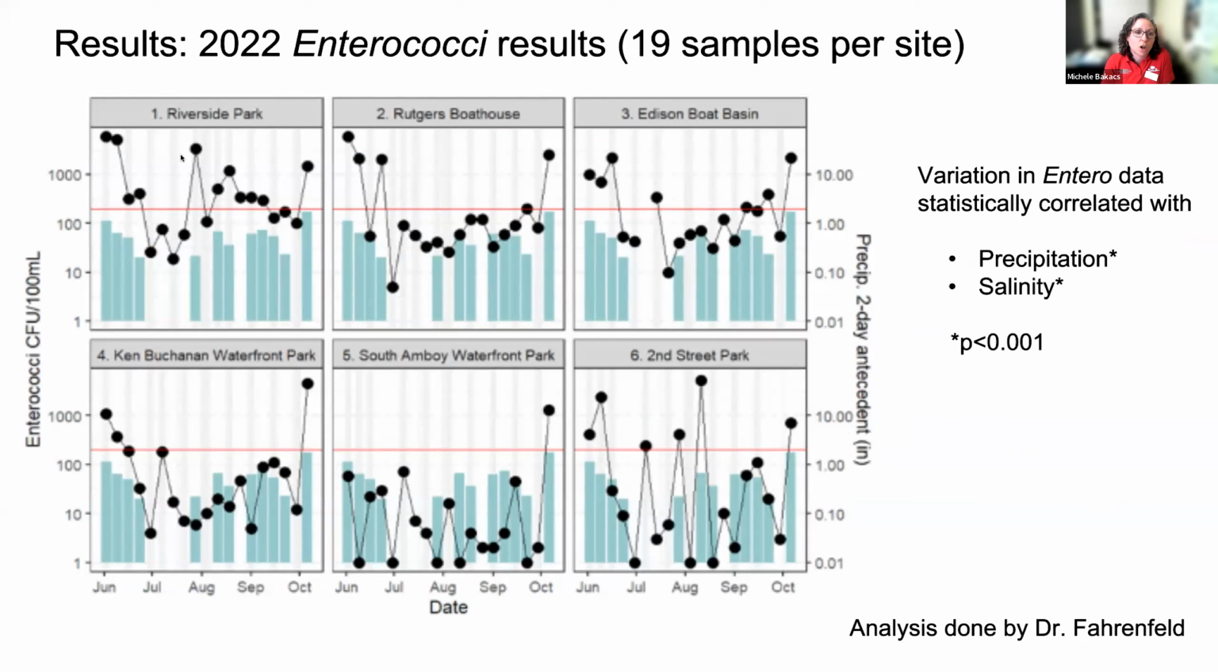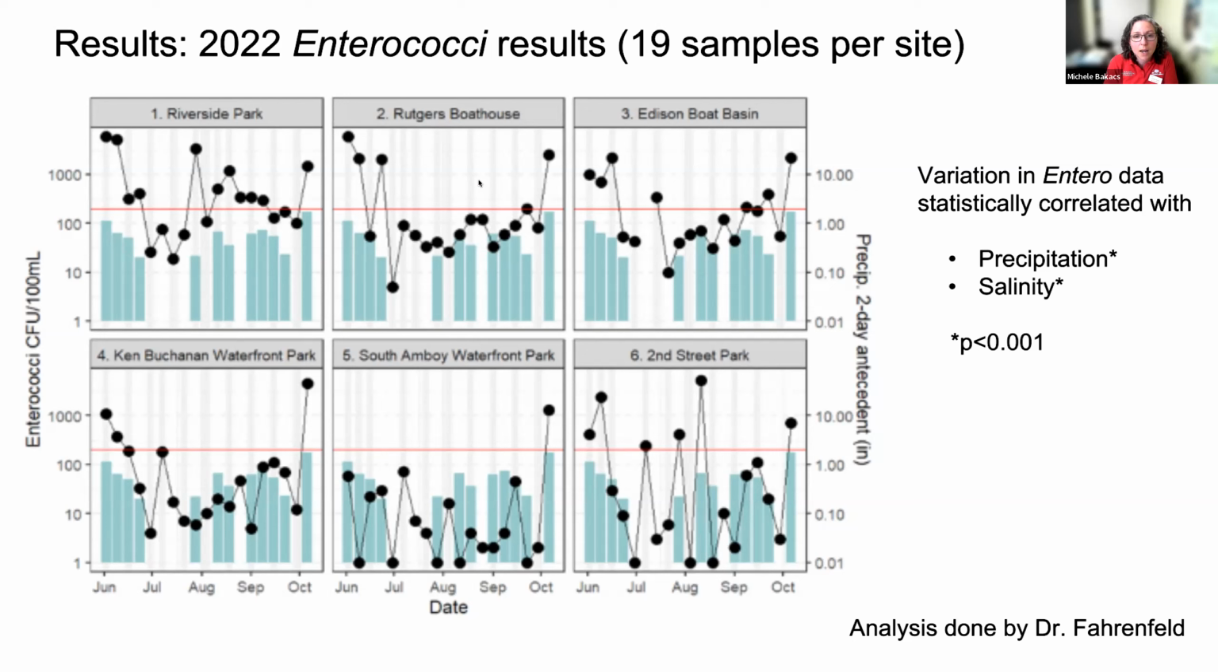And what these boxes are showing is each box shows a different site. And they're numbered. So this first square over here on the upper left is Riverside Park. The second one is Rutgers Boathouse, then Edison, Ken Buchanan, South Amboy, and 2nd Street. And each black dot here represents one of our samples, one of our Enterococci samples. Okay, so the red line shows again that water quality standard that I was talking about before. Remember, it's 104 CFU. So if it's above the red line, you can see that it was above the water quality standard. And if it's below the red line, you can see that it was below the water quality standard.